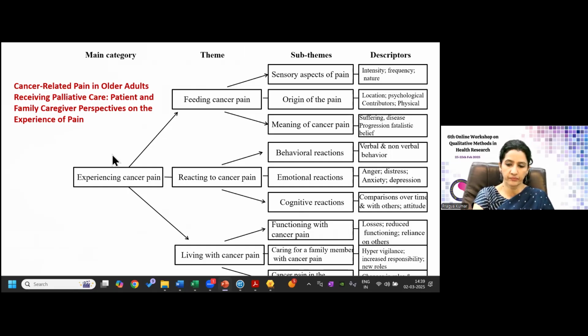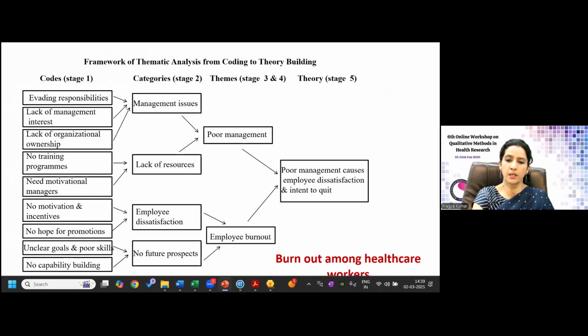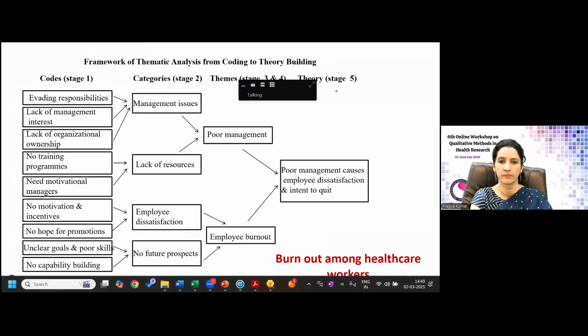Or this is also one, burnout among health workers. You can see there is a category, stage 1 codes, and then they have formed the category, and then the theme, and then the theory, where they have written that poor management causes employee dissatisfaction and intent to quit. So they have reached up to theory generation. This one, the theory, poor management causes employee dysfunction.